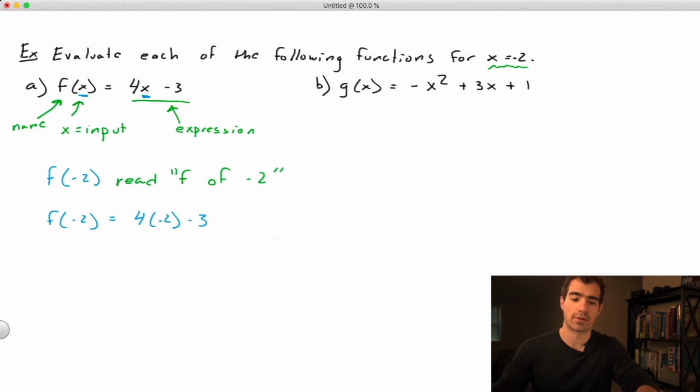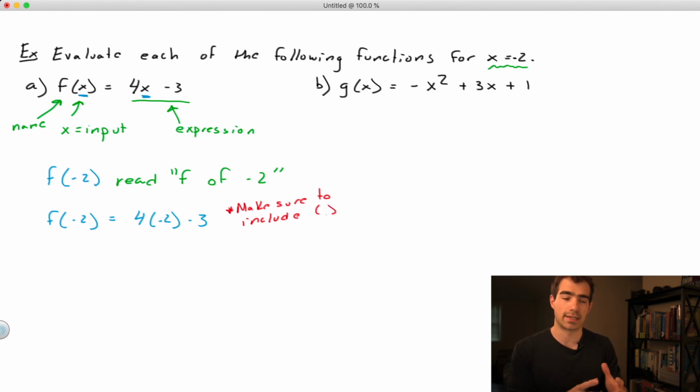Now notice that I'm putting parentheses here, and that's going to be pretty important in a lot of cases. Maybe in this specific instance it doesn't make a huge difference, but in a lot of cases, like the one that we're going to see coming up soon, this is a really big deal. So I'm just going to highlight this here. Make sure to include parentheses, because that's really going to help us keep track of keeping those inputs together, right? We use parentheses in algebra to keep quantities together. Our input is its own quantity, so we want to make sure we surround that with parentheses.